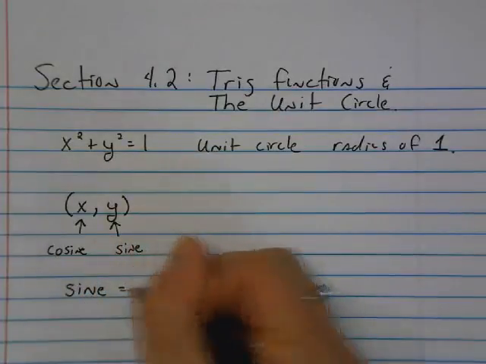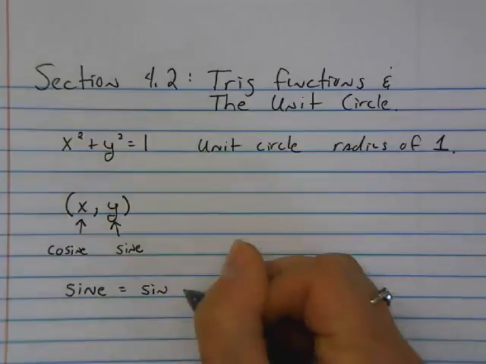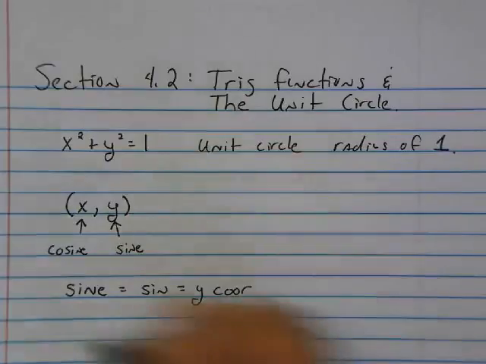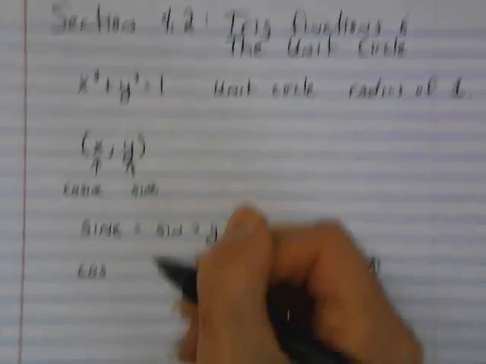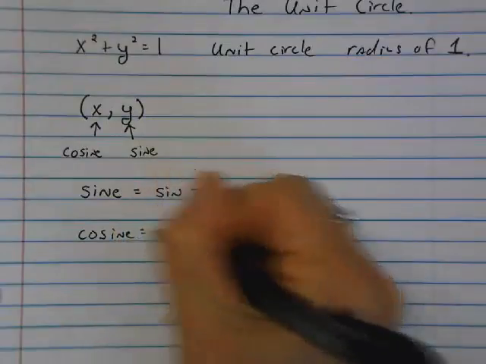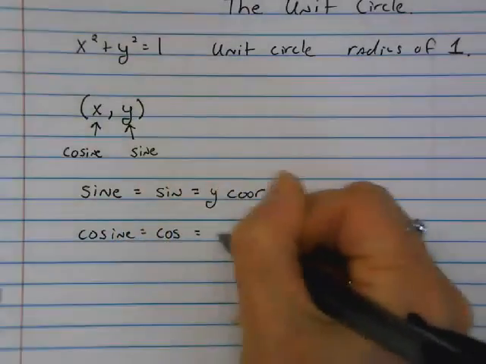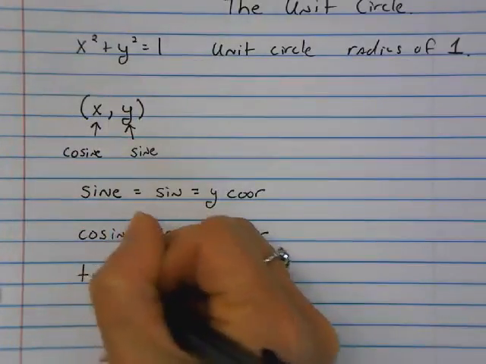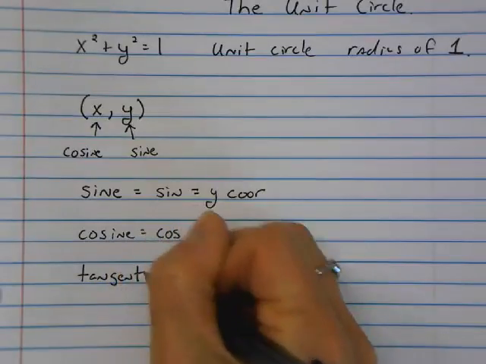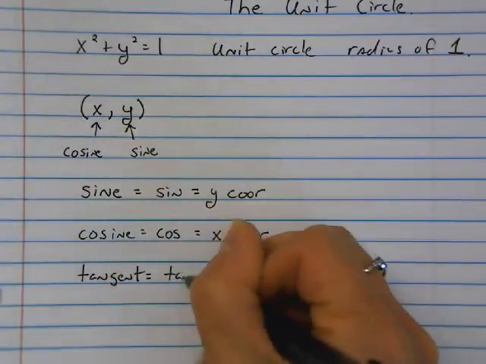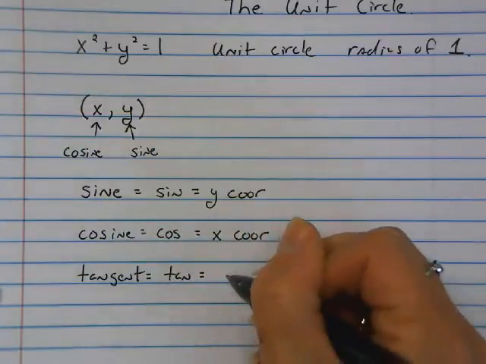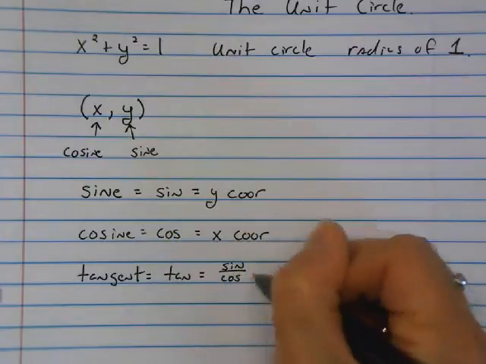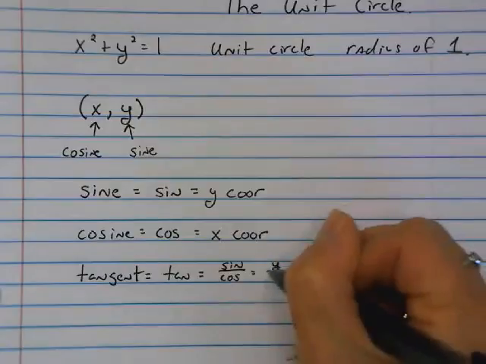The sine function, which we abbreviate sin, is equal to the y coordinate. The cosine, which we abbreviate cos, is the x coordinate. And if you remember back from geometry, tangent, which we abbreviate tan, is defined as sine over cosine. So in our world, it would be y over x.